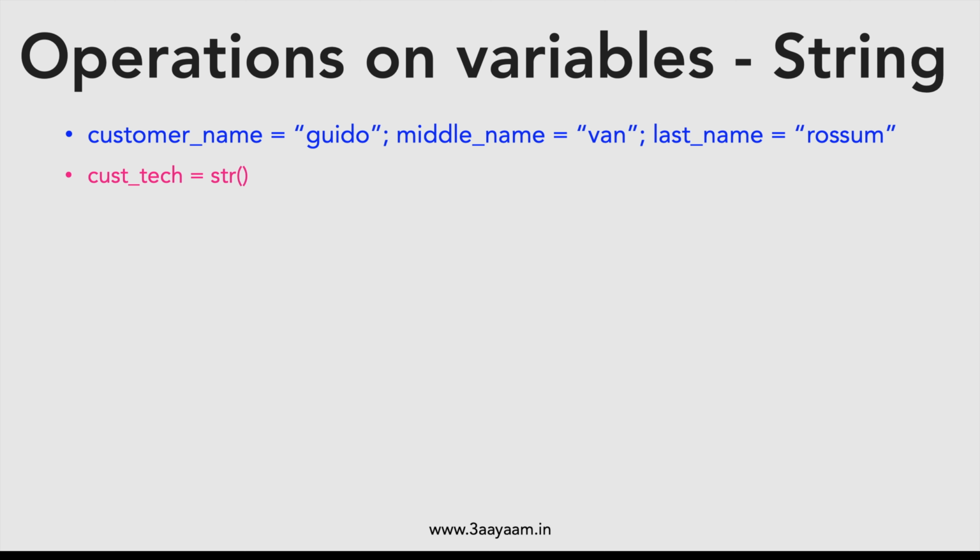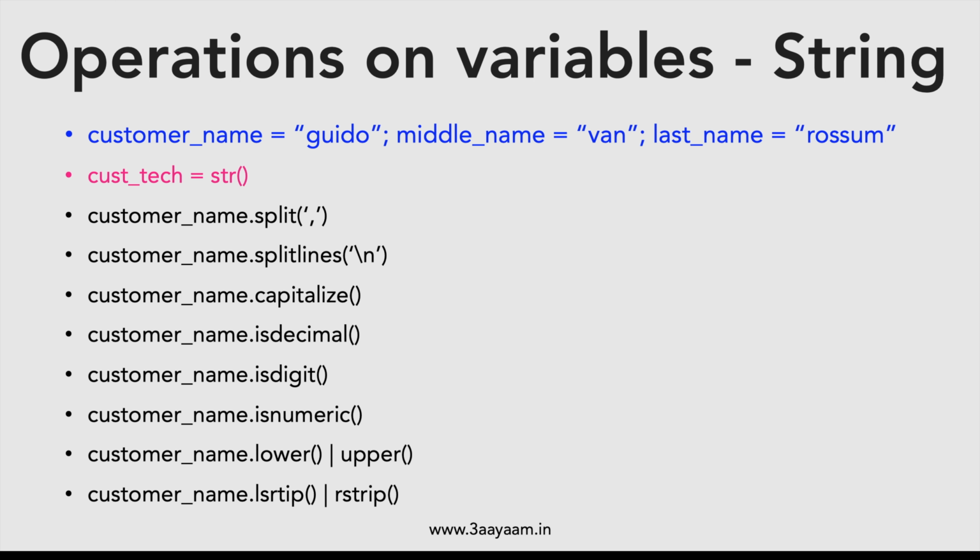Now I told you in the classes and objects that a class might also contain something called a code block, and you can use that code block in the objects also. That's what operations on variables of type string means. You can use those code blocks to do certain operations. For example, customer_name is the name of the variable. Because it is a string variable, these are the operations that I can do.